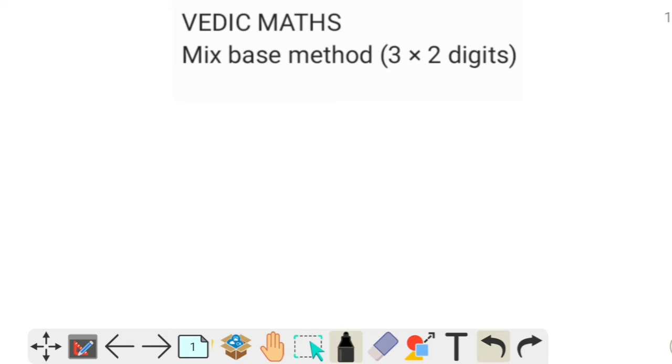Hello everyone. Today we are starting with the mixed base method, that is 3 digits into 2 digits. Till now we have learned how to do multiplication between 2 digits and 3 digits, but this is the method in which we will learn 3 digits into 2 digits.